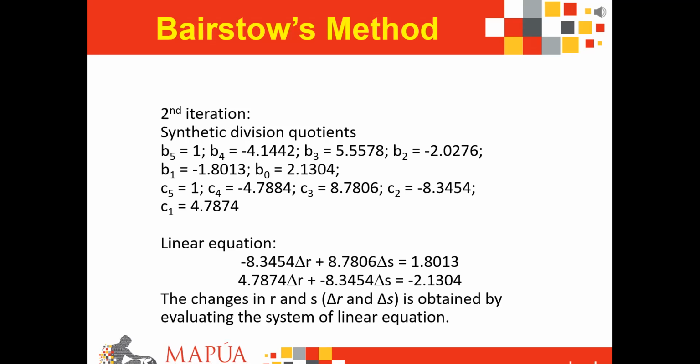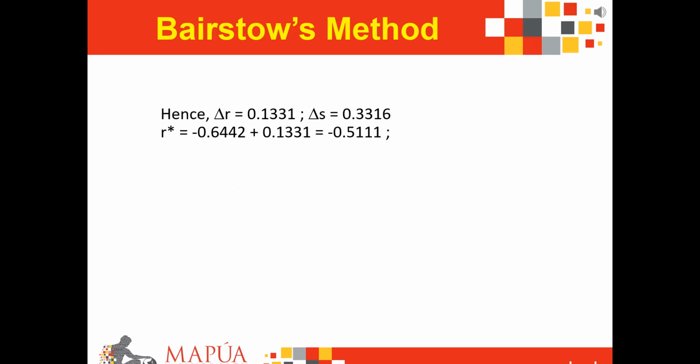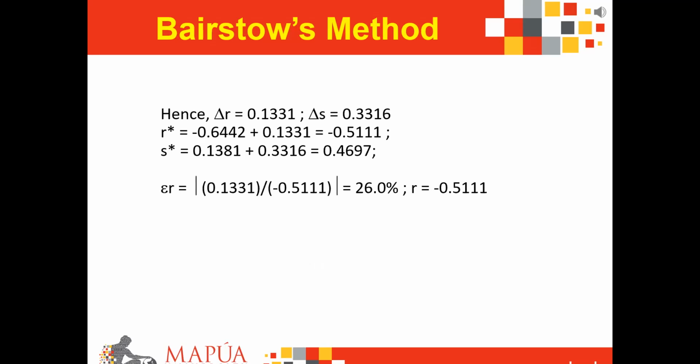The changes in your R and S are then used to evaluate delta R, having a value now of 0.1331 and a delta S equal to 0.3316. Solving then for the new value of R leads us to this solution, which gives us a new value of negative 0.5111 for R, and a new value of S with this solution having a value of 0.4697.